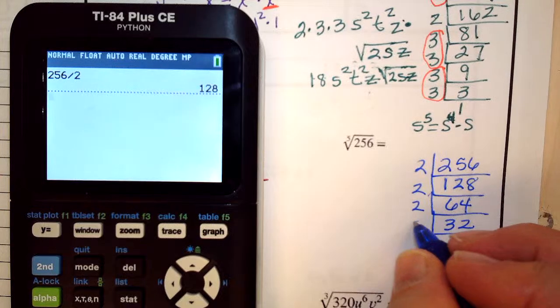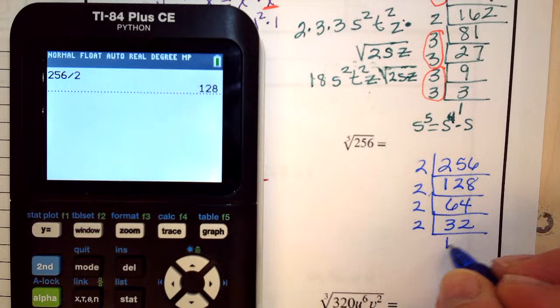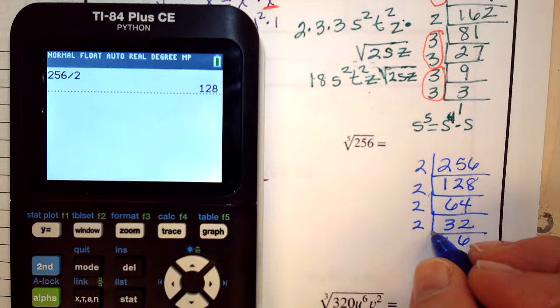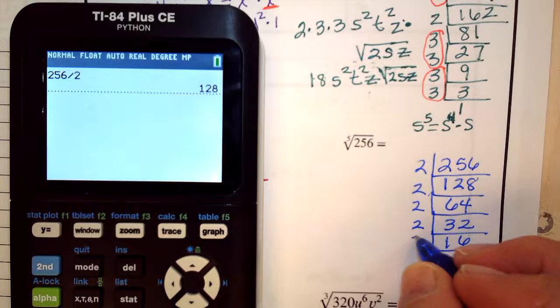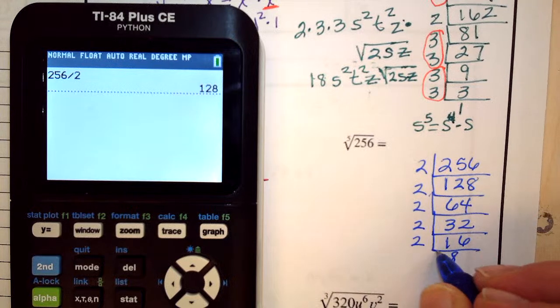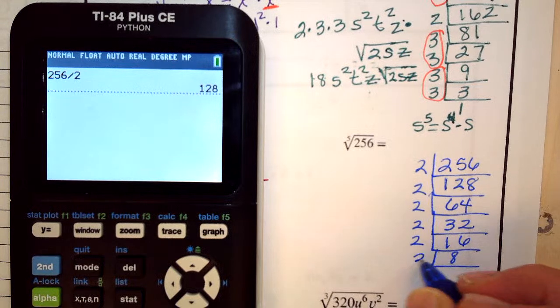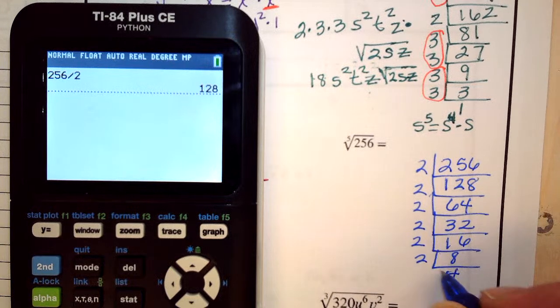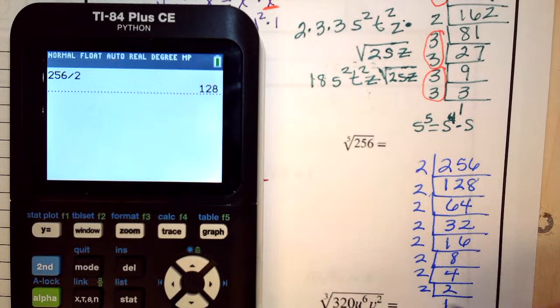Divided by 2, 32. 32 is even. Divide 32 by 2, I get 16. 16 is even. Divide 16 by 2, I get 8. 8 is even. Divide by 2, I get 4. Divide 4 by 2, I get 2. 2 is prime. Divide by 2, 1, and you're done.